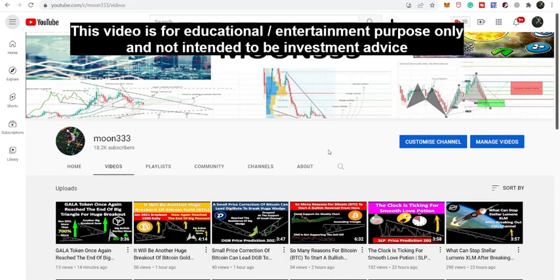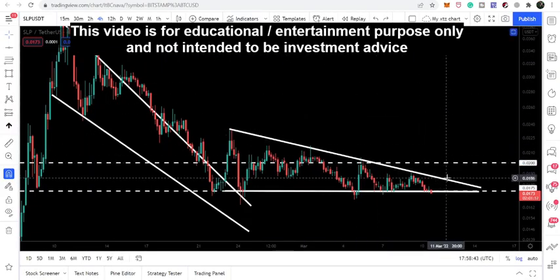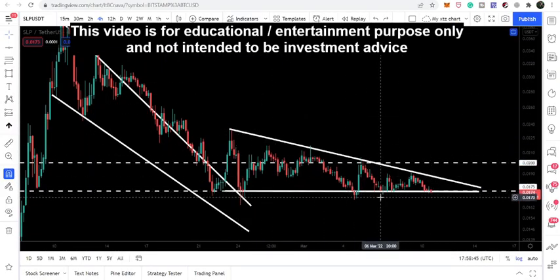In today's video, we will take a look at the price line that has moved to the support of this descending triangle, and we will try to analyze whether the price line is going to break down this support or not.